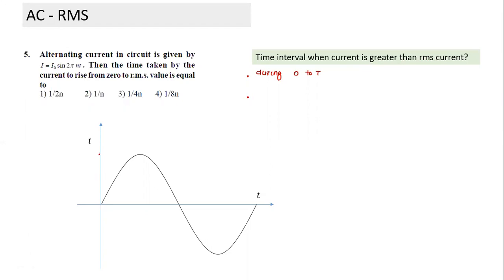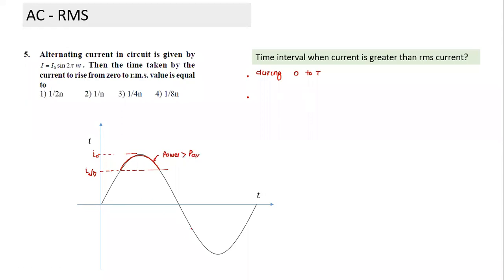What is RMS? This is the peak value of current, and RMS current is equal to this divided by root 2, which is roughly 0.7, so I naught by root 2. And this is the interval when the current is greater. So here, instantaneous power will be greater than average rate of power consumption.